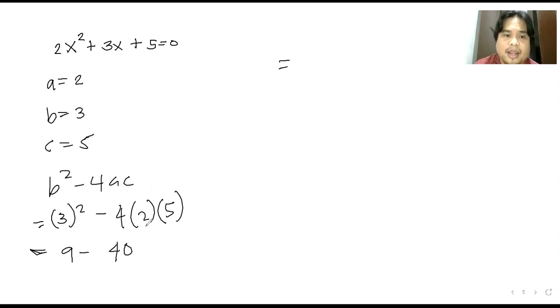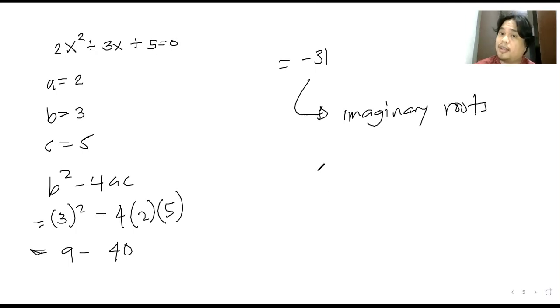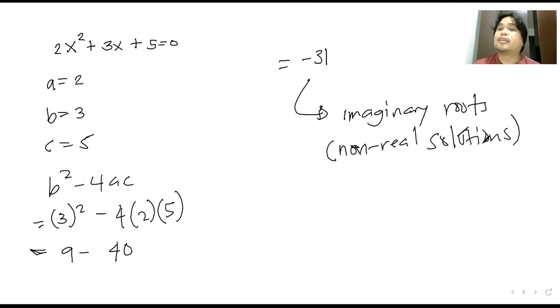And then 9 minus 40, you have negative 31. As you have noticed, our answer is negative 31. It's a negative number. And because it's a negative number, as I have previously explained, you can say that it only has imaginary roots. Meaning you can also say that it has non-real solutions. Either way. Okay? So that's it.